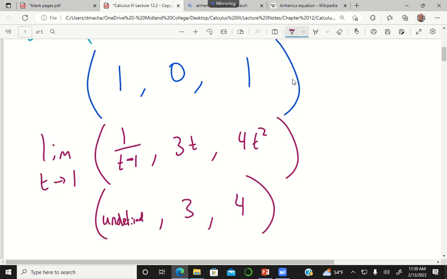And so if any component of the limit is undefined, you would say that this whole limit of this whole vector valued function is undefined at the point t equals 1. So if any one of the components is undefined, we just say the whole limit of the vector valued function is undefined there.